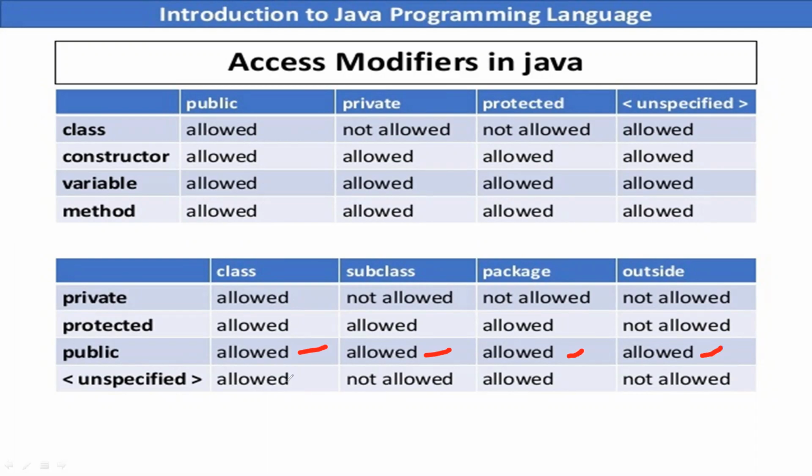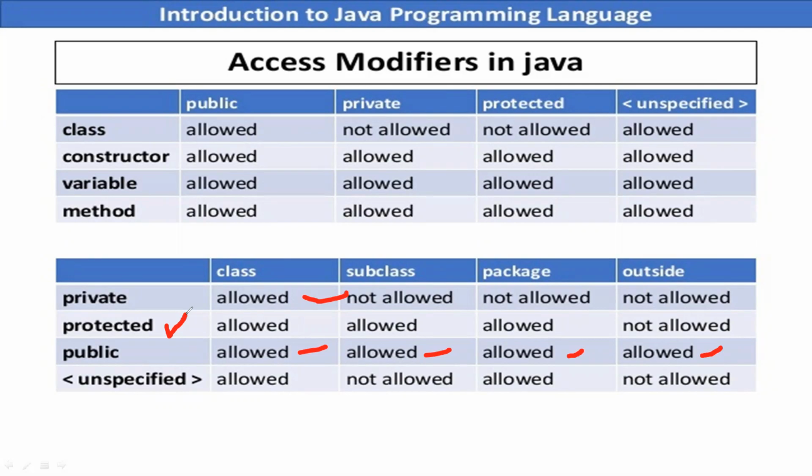And if I define a variable or a method by using a private keyword, it can be accessed in the same class. It cannot be accessed in the subclass, it cannot be accessed in the package, it cannot be accessed outside of the package. And the same thing, if I define a variable or a method by using the protected keyword, it can be accessed inside the class, inside the subclass, and inside the package, and we cannot access it outside of the package.